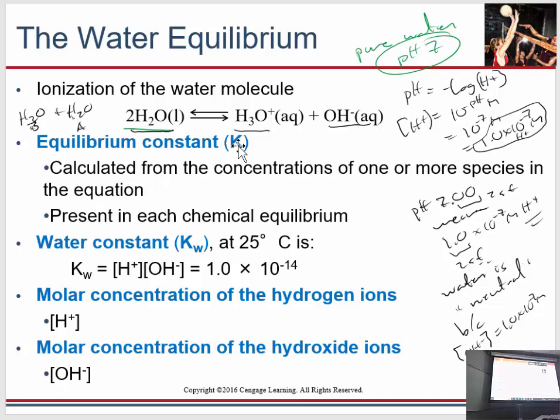All right. This is called the water equilibrium, or water Kw. Well, this is the Kw we have here. Kw is a constant. This is a constant for pure water and all solutions.